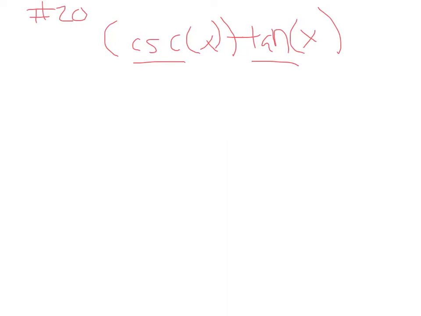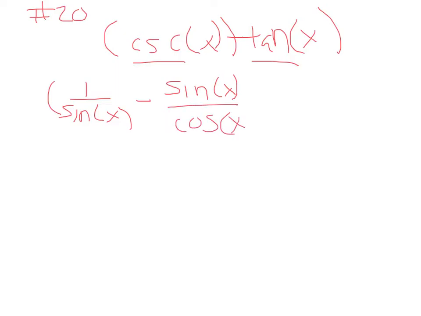Okay, so this is problem number 20, and first you have to translate what cosecant and tangent are. So cosecant is 1 over sine, and tangent is sine over cosine. Can you tell me why you're translating it to that? Because it's easier to simplify and it's more simple to see exactly what they are.